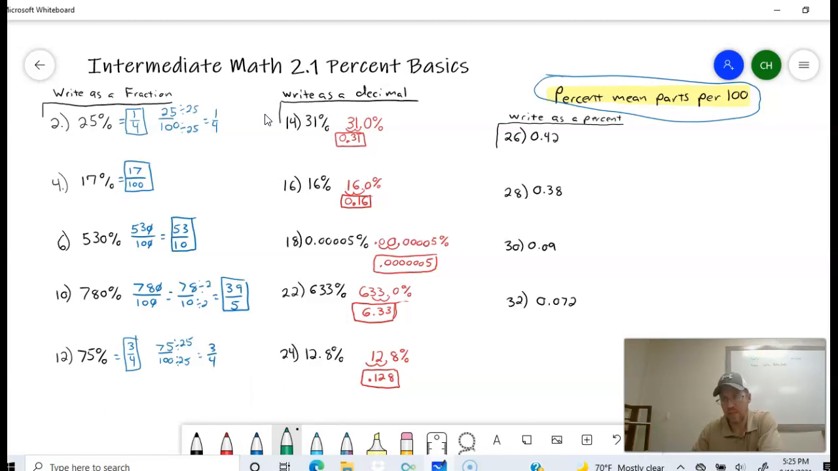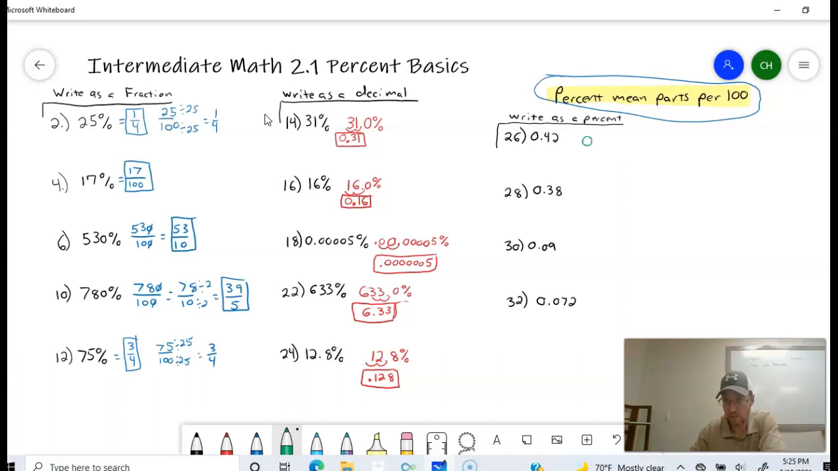Alright, now it's giving us the decimal and wants to take it to a percent. Well, we talked about when you first started learning math, you learned how to add. Then you learned the opposite of that, to subtract. You learned how to multiply. Then you learned the opposite of that, to divide. We just learned how to write a percent as a decimal. Now we're going to learn the opposite of that, writing a decimal as a percent.